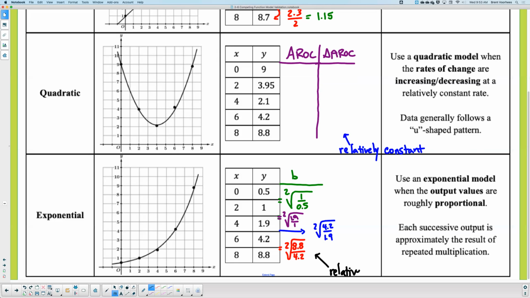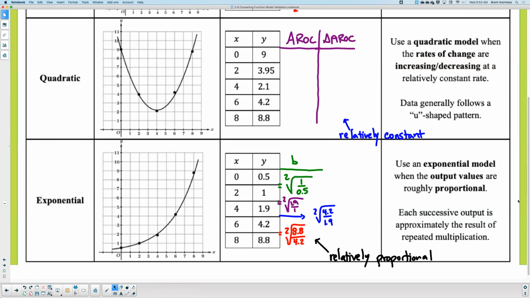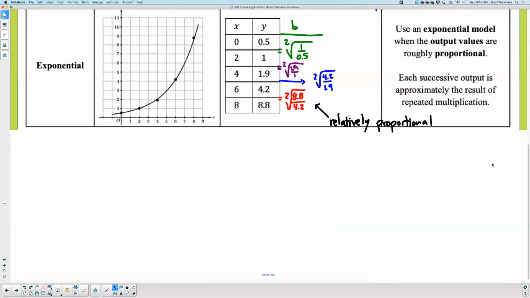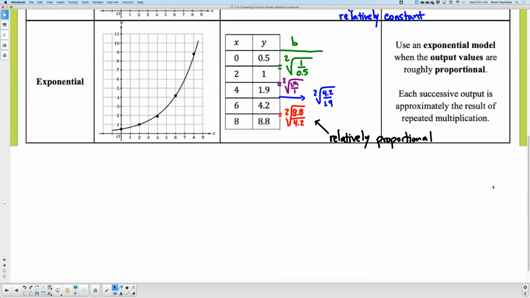Relatively proportional is the word I use, so I'm going to use the same word. Relatively proportional. I'm trying to slide this down so you can see a little bit more. Relatively proportional. There you go. One more time. For exponential, what would this value be right there? That's the initial value. How do we know that's the initial value? That's your initial value A because it comes with an x value of 0. There you go.